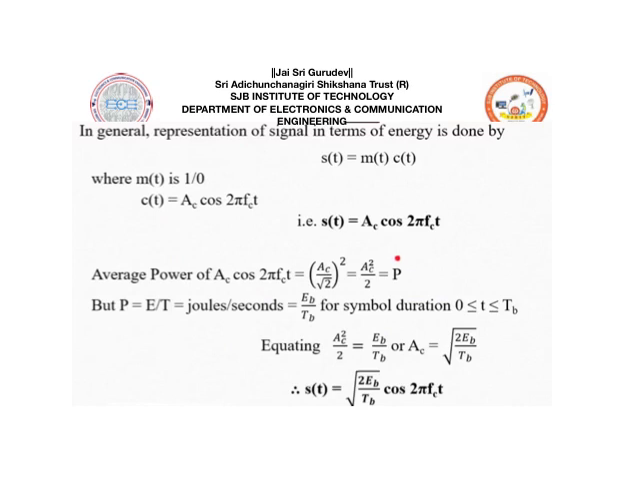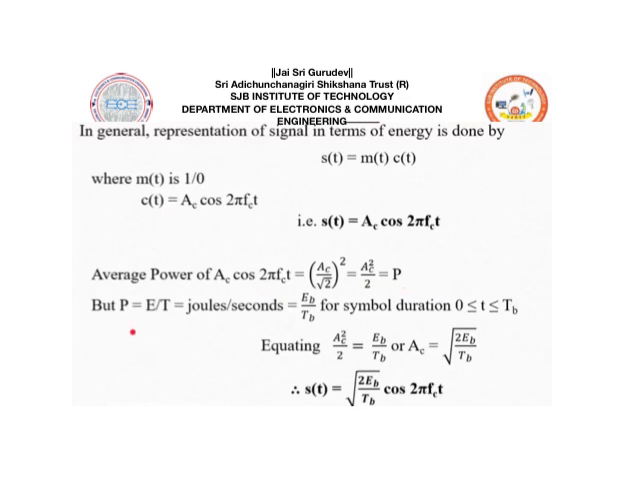Accordingly, if I want to find the average power of this s of t, this is equivalent to Ac divided by root 2 the whole square. The general equation is amplitude divided by root 2 the whole square. Here the amplitude is Ac, so Ac divided by root 2 the whole square. Root 2 squared is nothing but 2, so Ac square by 2 is the final expression that we get for the average power of this Ac cos of 2 pi fct. This is represented as capital P.